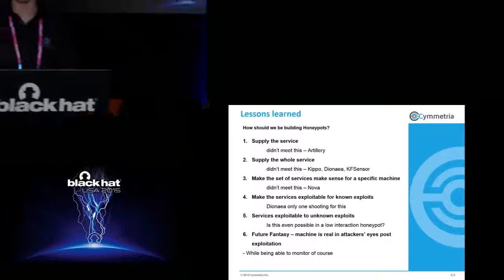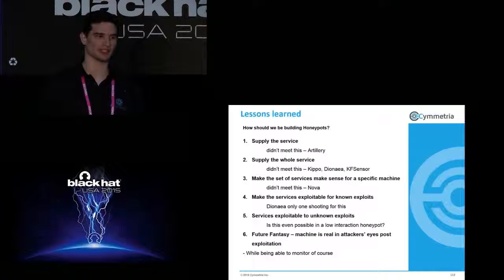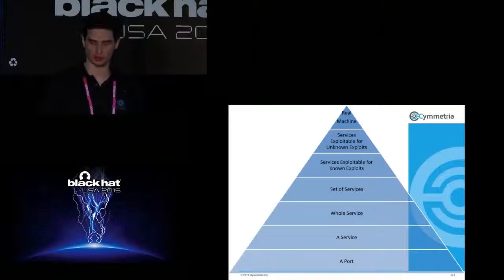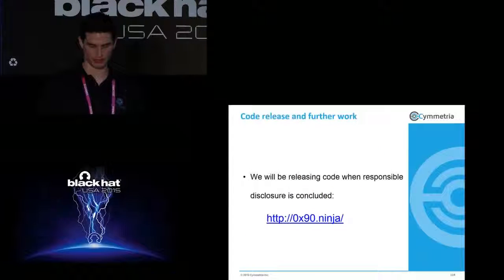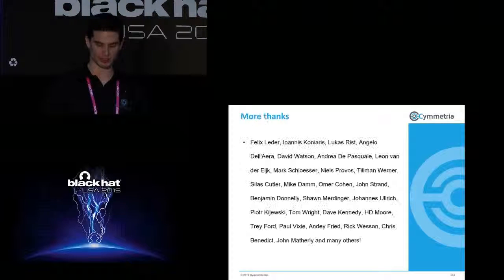The optimal situation, and the fantasy, is that the machine the attacker is attacking is an actual real machine that they'd like to attack, right? This is just the way it looks like as a pyramid, and we really hope we'll be seeing the real machine solution very soon. We will be releasing code when responsible disclosure is concluded, at 0x90.ninja. And we'd really like to thank everybody who's been working on these projects, especially the HoneyNet projects and all the people who've helped us with the research.